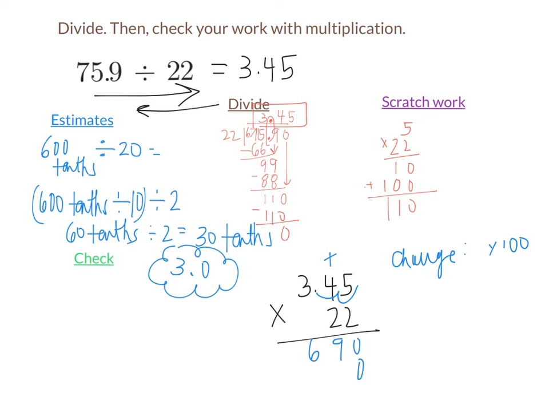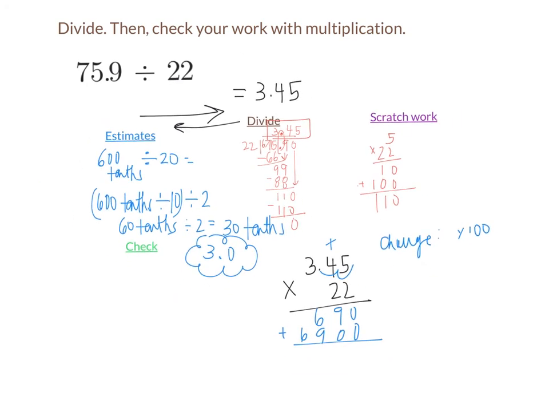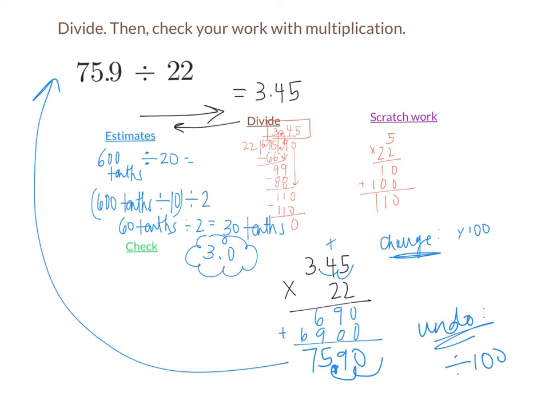And did we already do 2 times 345? 690, right? It's going to be the same, so you just copy that. And then I can add them up. Okay, 7,590. But because my change was times 100, my undo needs to be divided by 100. If I divide that by 100, what do we get? 75.9. Is that what we want? Yeah. We are happy, so we can put a big check mark. So our answer that we're going to box is 3.45.